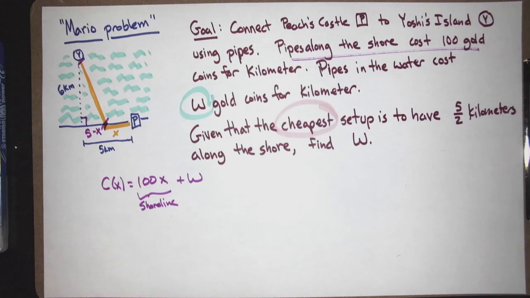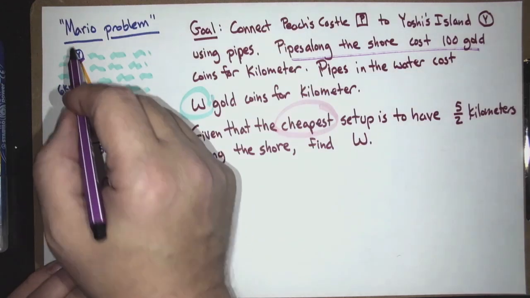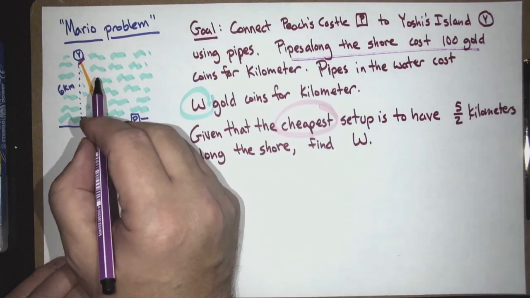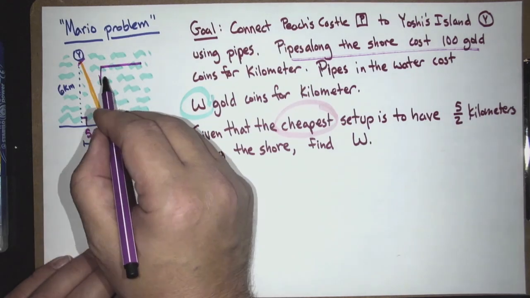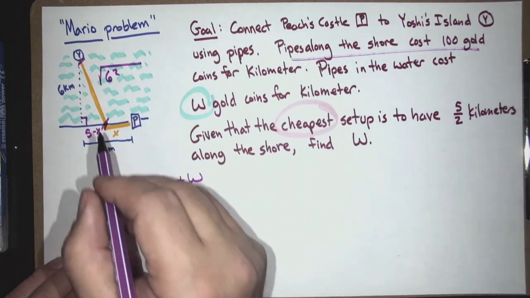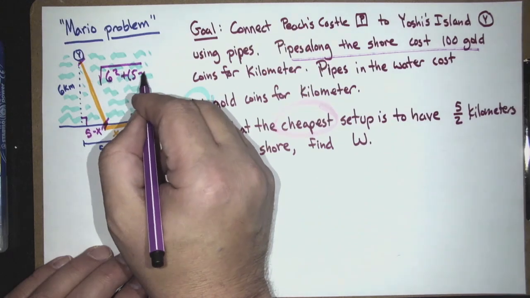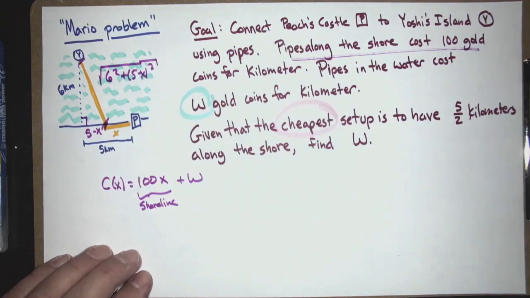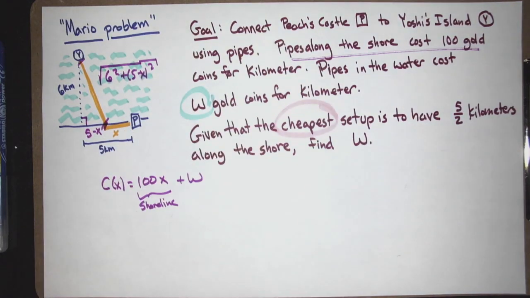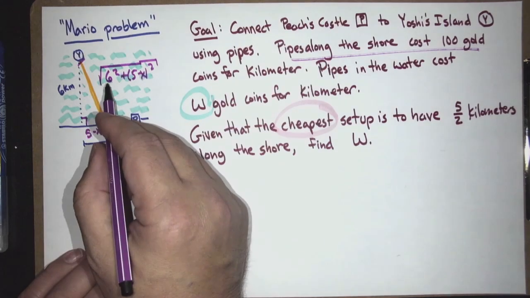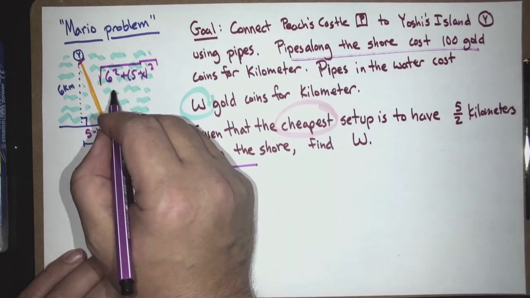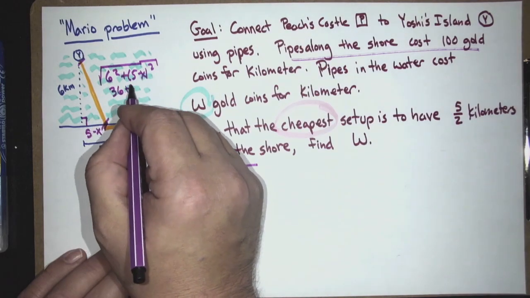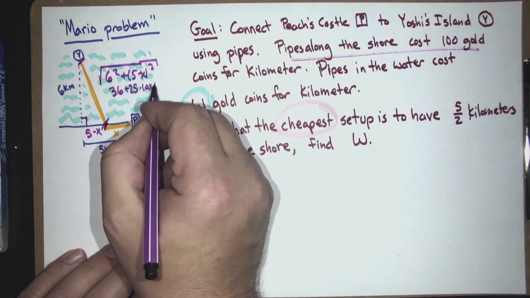So what is the length in the water? The Pythagorean theorem says it's the square root of 6 squared, 36, plus 5 minus x squared. Okay, now 6 squared, as somebody mentioned, is 36. 5 squared, we might as well throw that in there too. So this is 36 plus 25 minus 10x plus x squared.